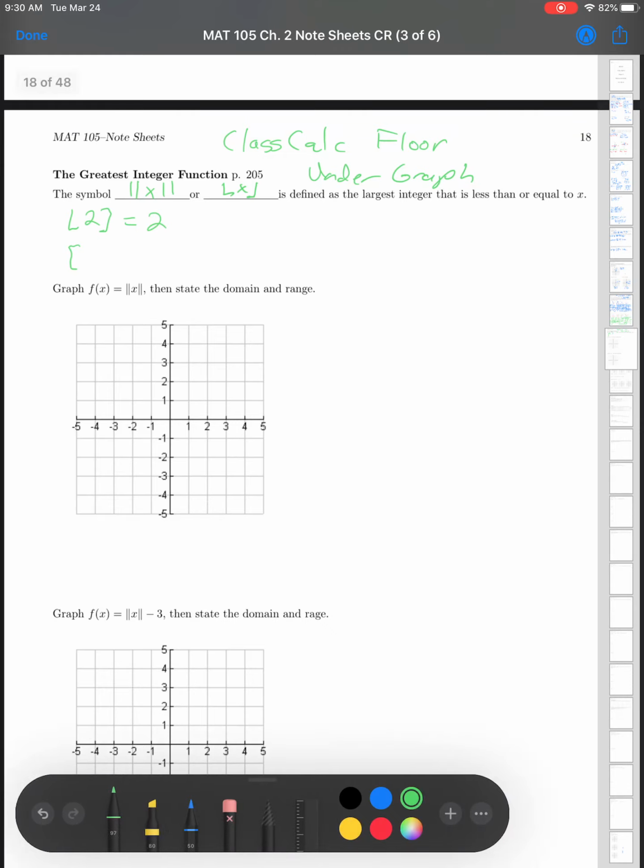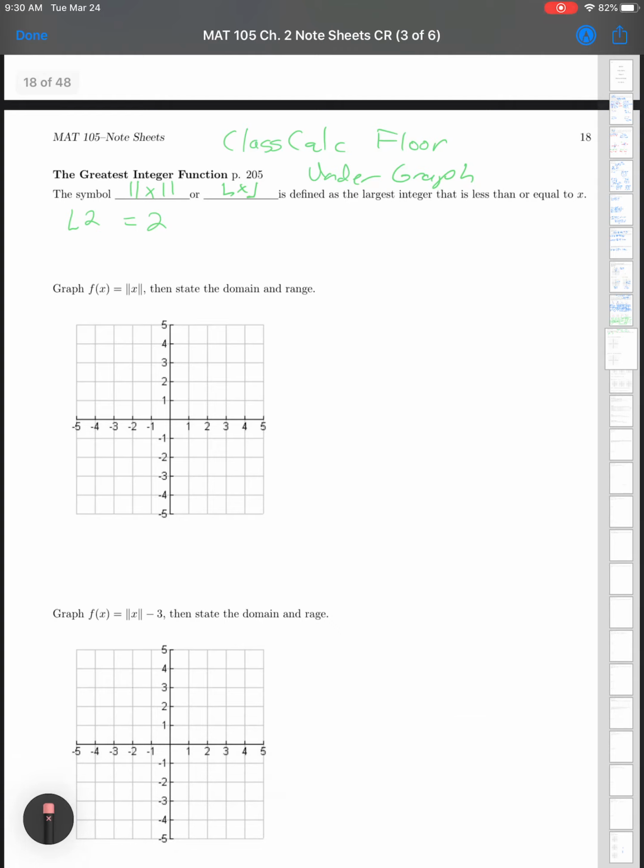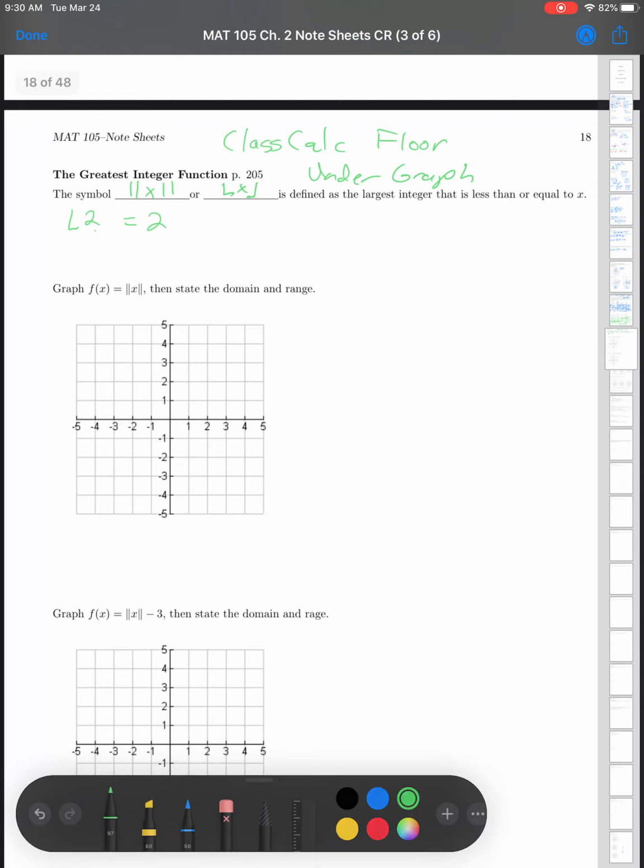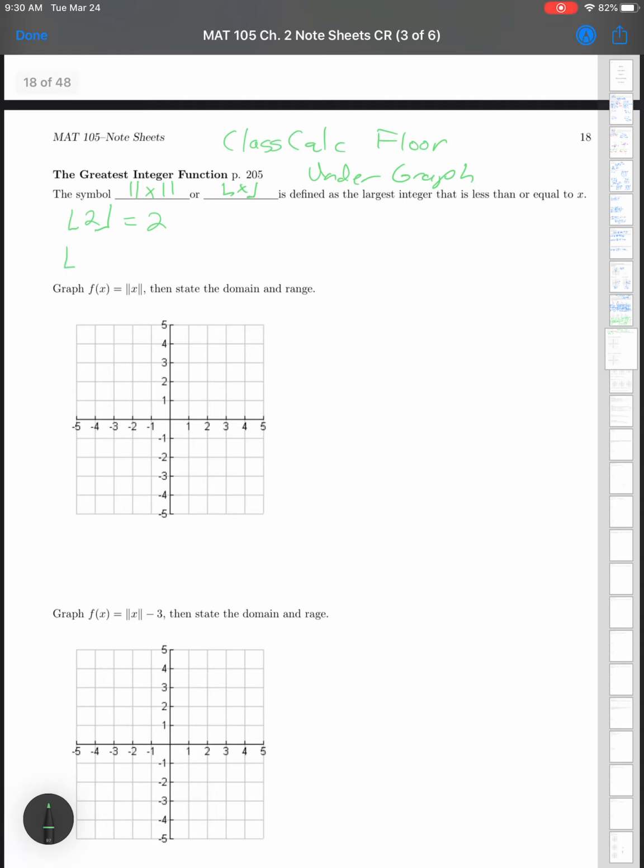So if I did the greatest integer function of an integer like 2, I would just get that integer 2, or like, let me write those a little better, or like negative 1, I would just get negative 1. So if I were drawing this graph by hand, for all the integers, I would just get themselves.